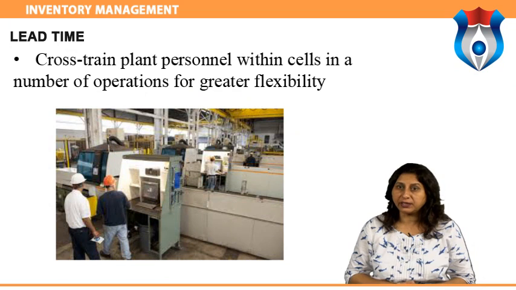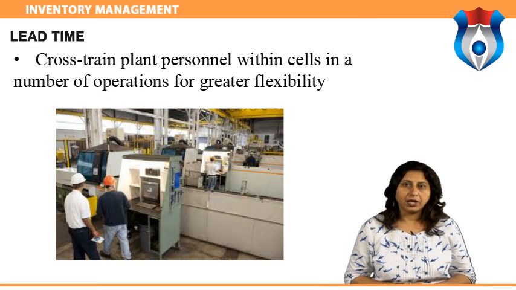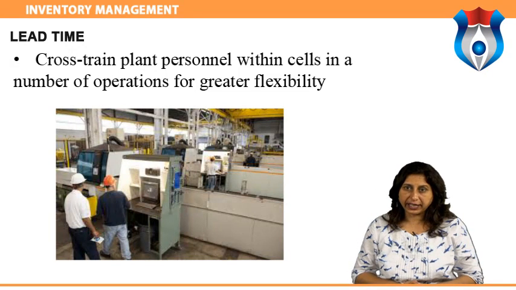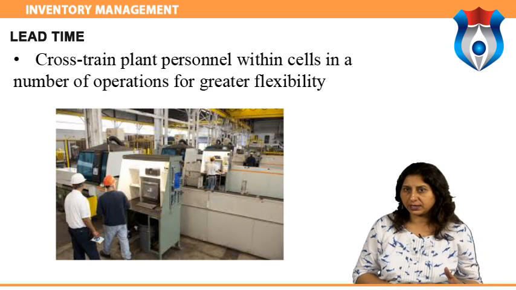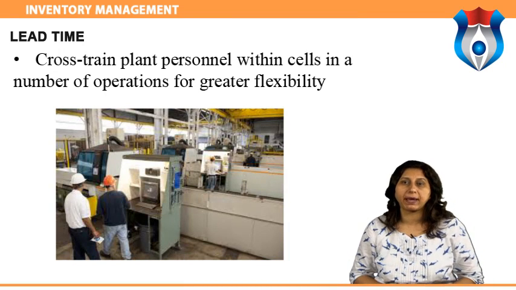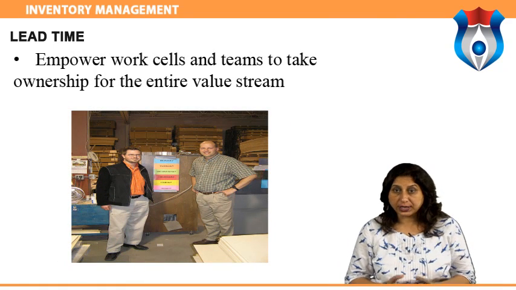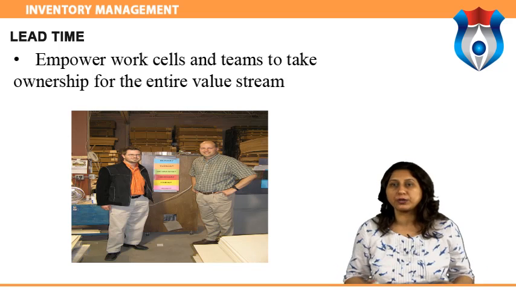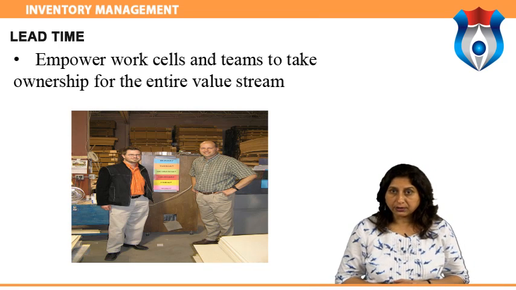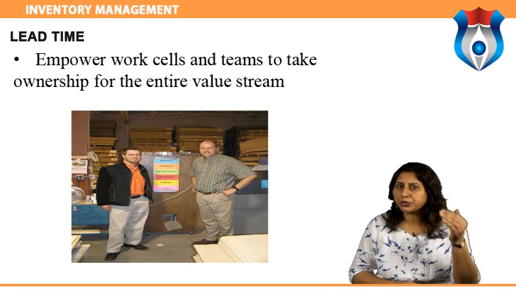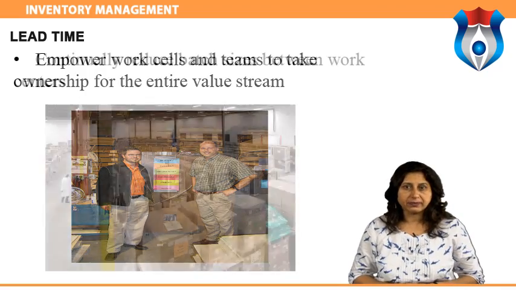Cross-train plant personnel within cells in a number of operations for greater flexibility. Reducing the number of job classifications and maintaining multi-skilled teams on each shift is critical to rapid response manufacturing. Empower work cells and teams to take ownership for the entire value stream. Drive accountability for product cost, quality and delivery down to the lowest appropriate level, ideally the operators themselves.